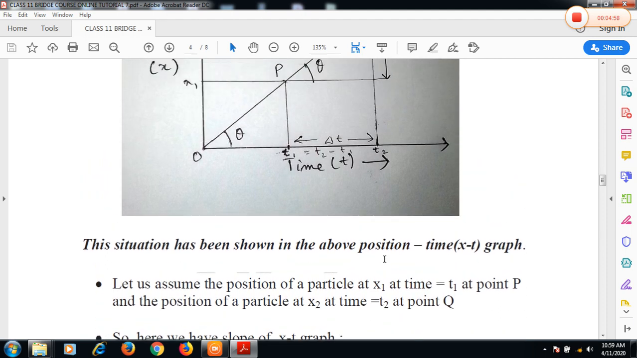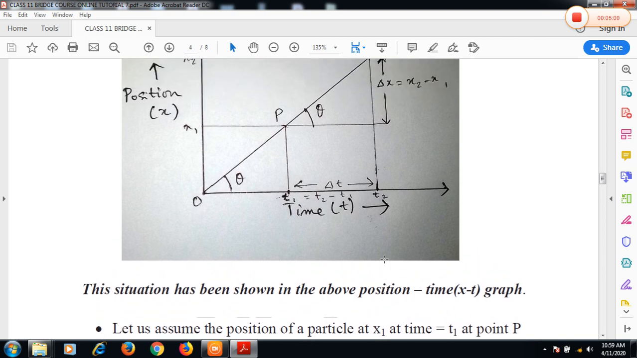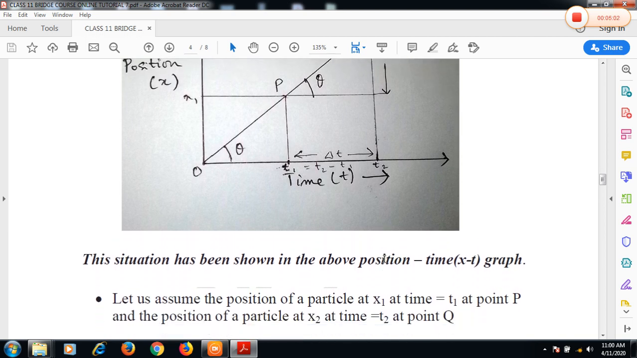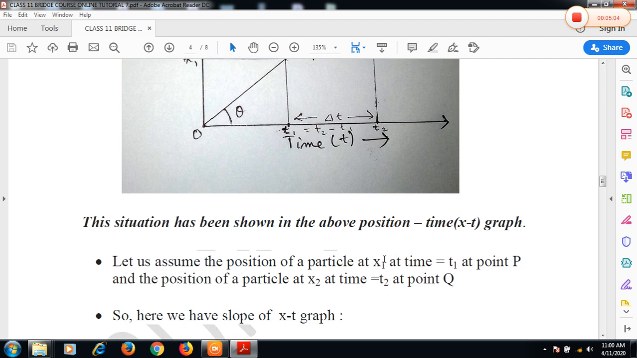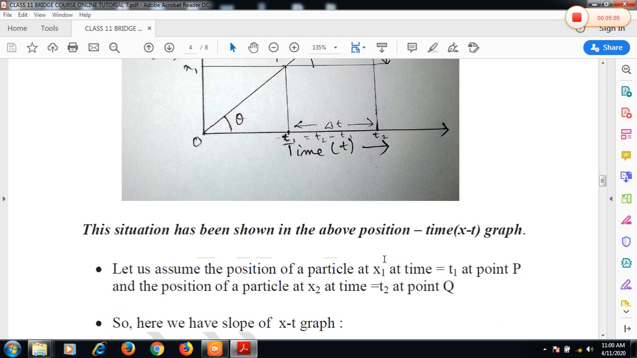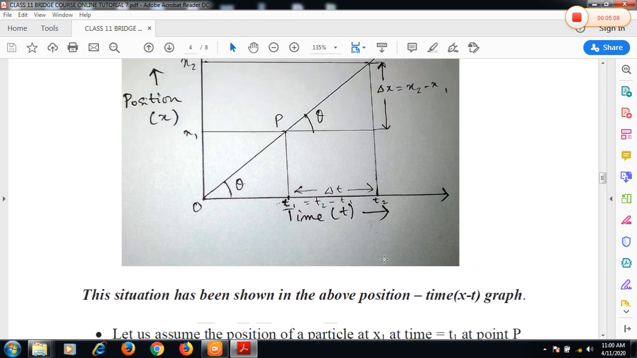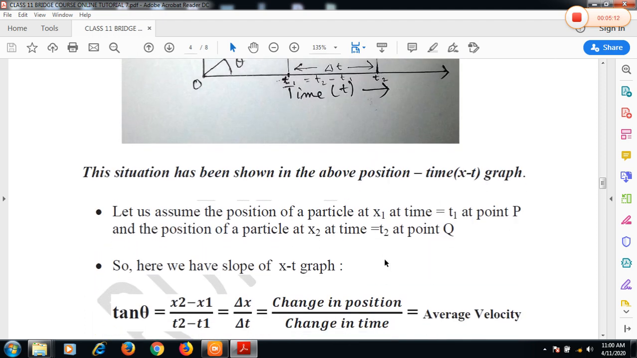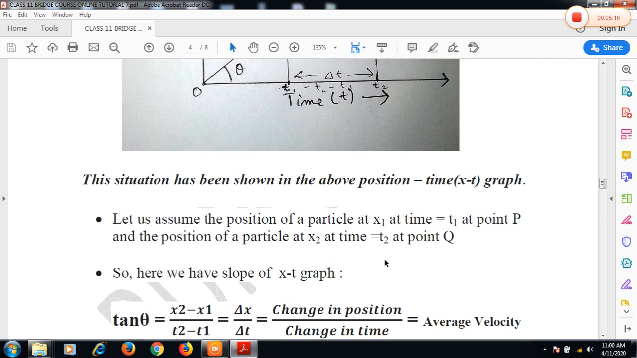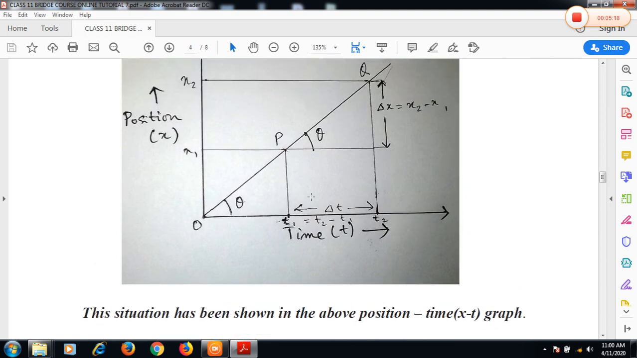So, here we have the slope of the x-t graph, and that is tan theta equals (x2 minus x1) by (t2 minus t1), okay, and that is delta x by delta t. Here theta is the angle made by the x-t graph with the positive direction of the x axis, as we can see from the graph.